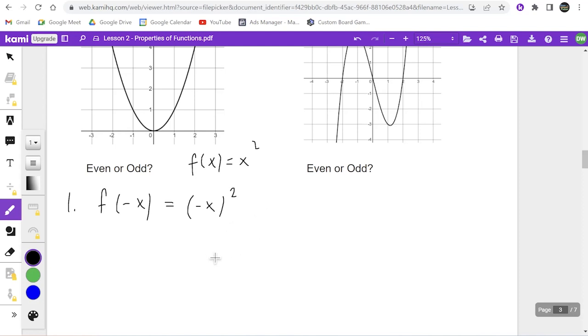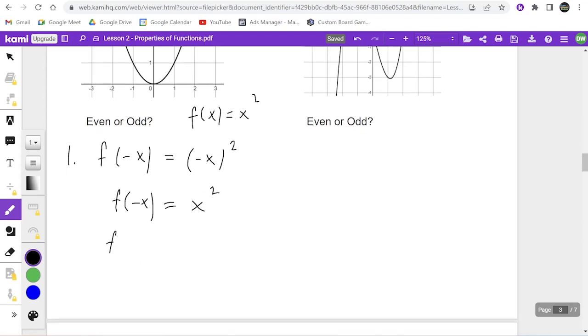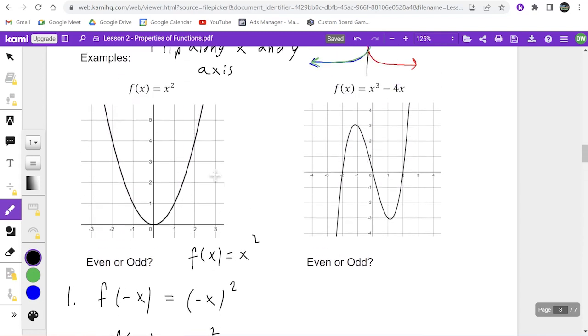Now, I want to reduce this. How would I reduce this? Well, if I square a negative number, doesn't that make it positive again? Yes. So in other words, f of negative x equals x squared. In other words, they're equal to each other. You're saying f of x equals f of negative x, and because of that, it's an even function. Done. It's even. In other words, look at the graph. This is y-axis symmetry.